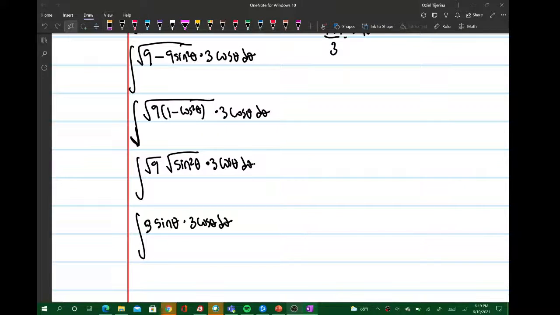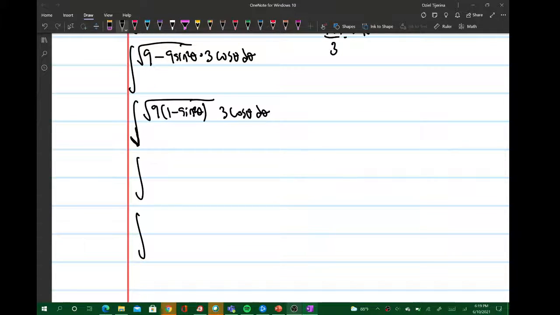Oh wait, my bad. Hold on, give me 1 second. Sorry, this is supposed to be 1 minus sine squared theta. I was looking at it and it looks kind of weird from how I was doing it earlier. So you're gonna do the integral of the square root of 9 times the square root of cosine squared theta times 3 cosine theta d theta.